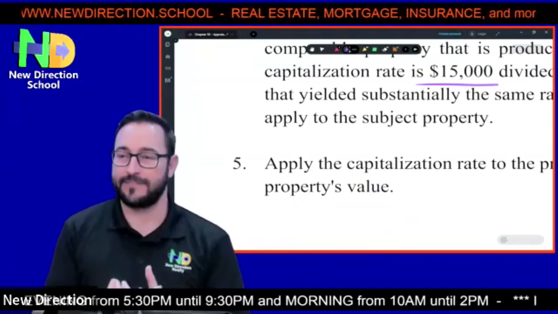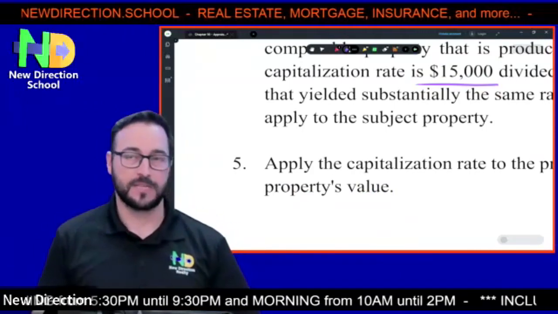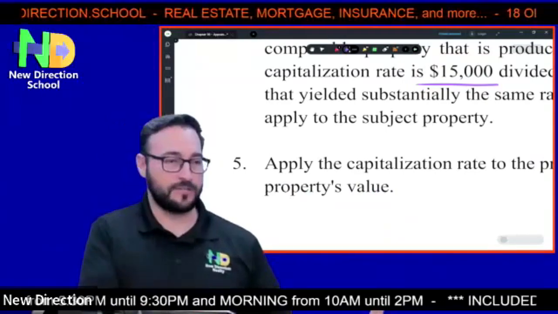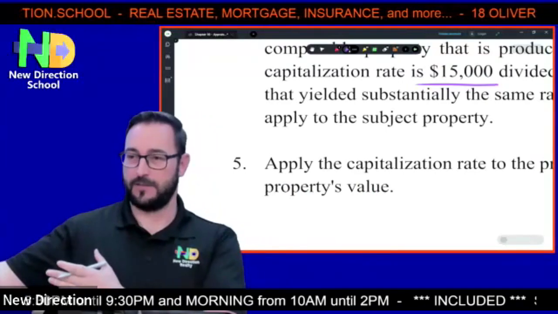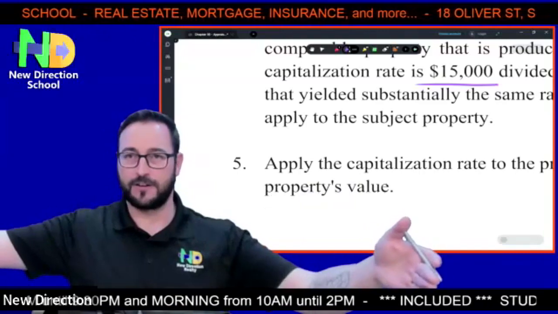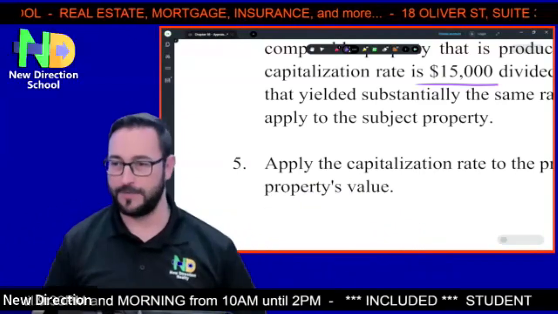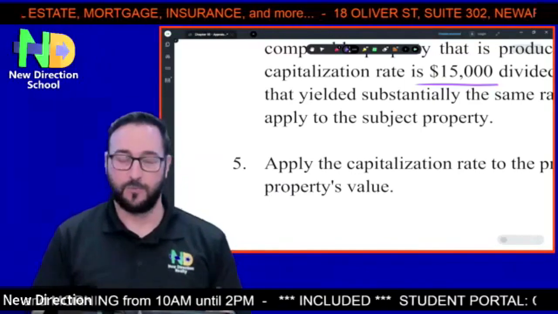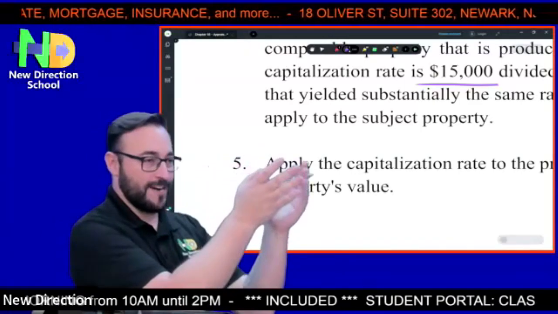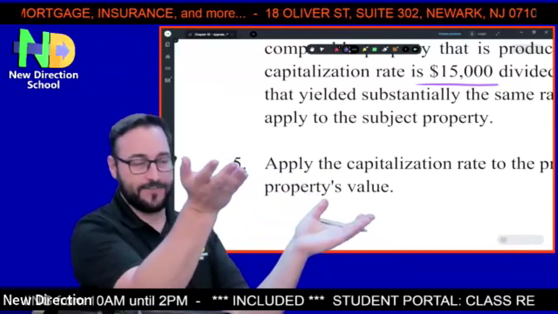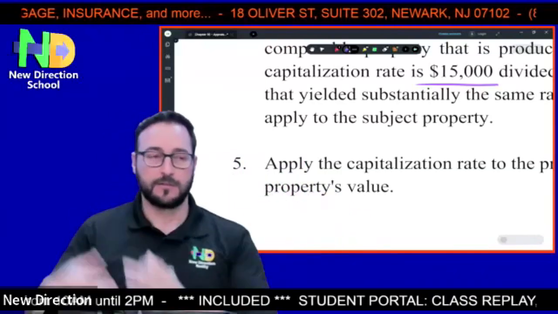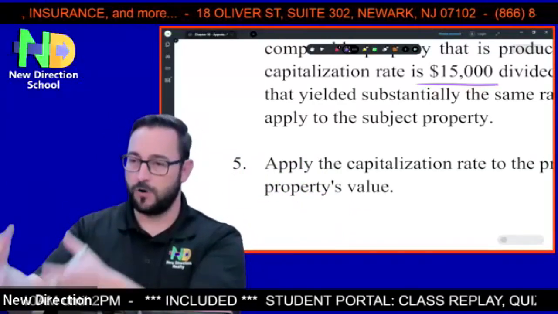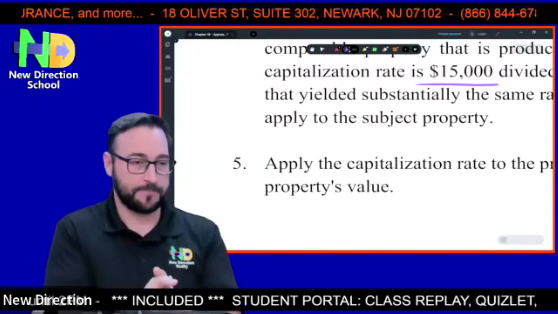What we need to have is the same type of property. So you're not going to compare a 5 units to an income producing strip mall that has 5 commercial retail properties, right? Retailers. It's different values. We need to compare residential rentals, 5 units or more, to another 5 units or more residential rental in the same area.